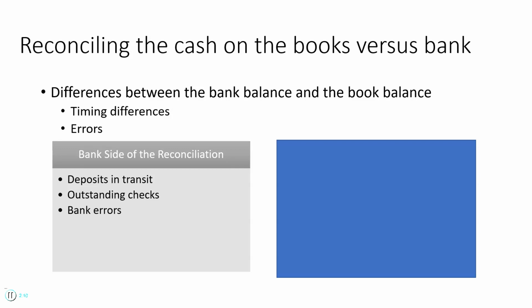Then you have outstanding checks. These are checks that have been issued by a company, but have not yet been cleared by the bank. And then, of course, you have bank errors. Now, any adjustments for the bank in the reconciliation are not journalized. If there are bank errors, then you just call up the bank and get them corrected.